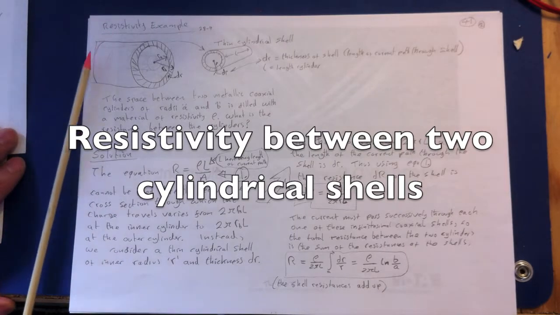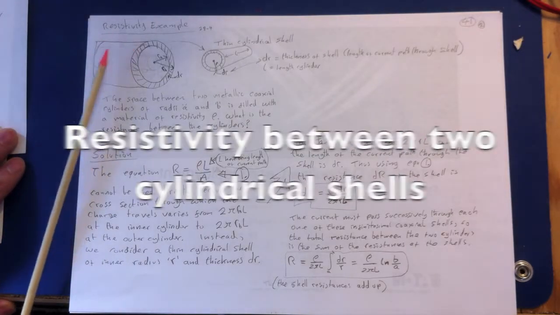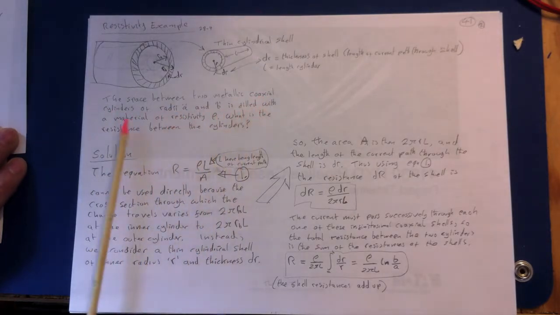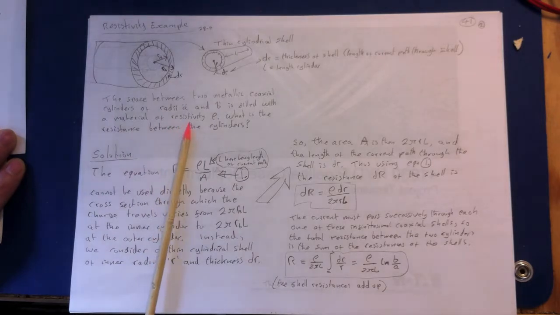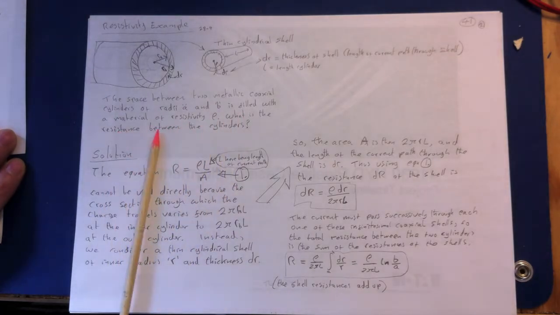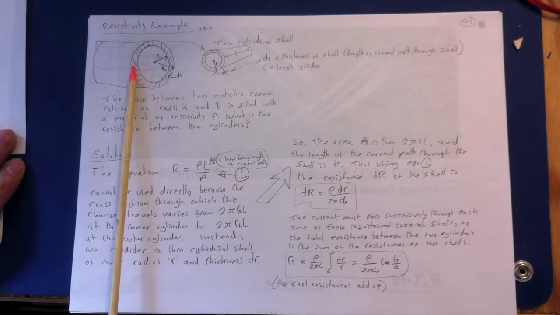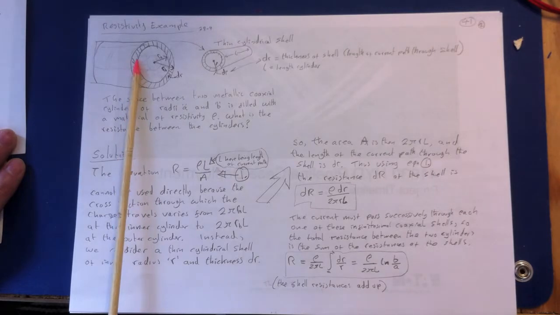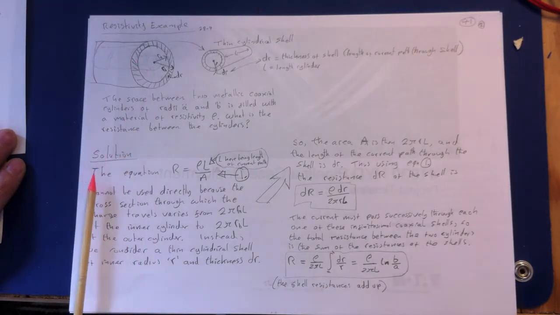Okay, here's a quick example of resistivity. The space between the two metallic coaxial cylinders of radii A and B is filled with a material of resistivity ρ. What is the resistance between the cylinders? So we're trying to figure out, if the charge is flowing between these cylinders, what's the resistance between them? This is how we go about solving this.